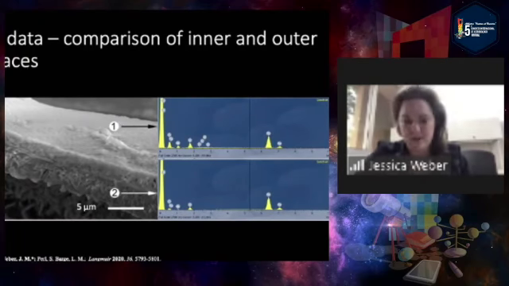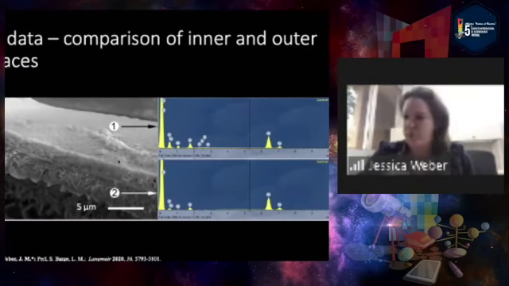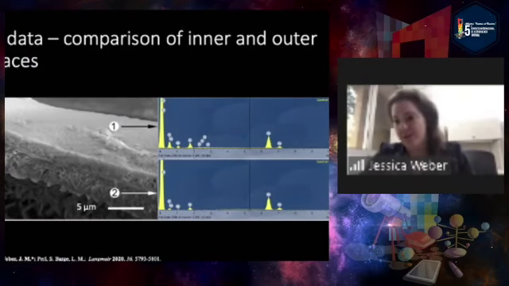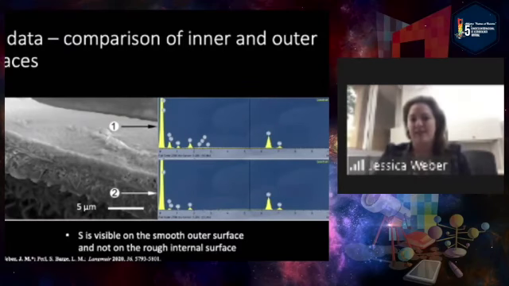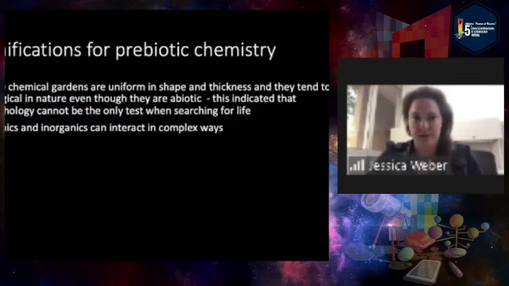You can see that we looked at the inner layer and the outer layer. For both we see iron, for both we see silica. However, in the outer layer, we see sulfur. And this is a chemical garden grown with 20 millimolar of cysteine. So the only place you're going to get sulfur from is the cysteine amino acid. From this, we concluded that since the sulfur is visible on the outer layer of the surface and not the rough internal layer, the amino acid must be on the outer smooth layer. That's what the smooth layer corresponds to.